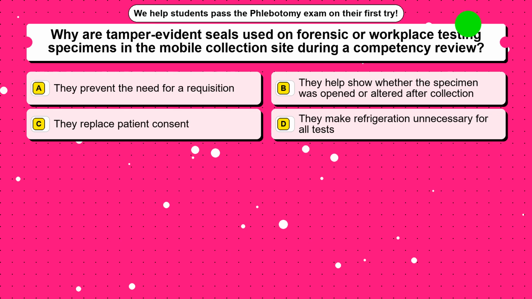Question 81. Why are tamper-evident seals used on forensic or workplace testing specimens in the mobile collection site during a competency review? Option A. They prevent the need for a requisition. Option B. They help show whether the specimen was opened or altered after collection. Option C. They replace patient consent. Option D. They make refrigeration unnecessary for all tests.